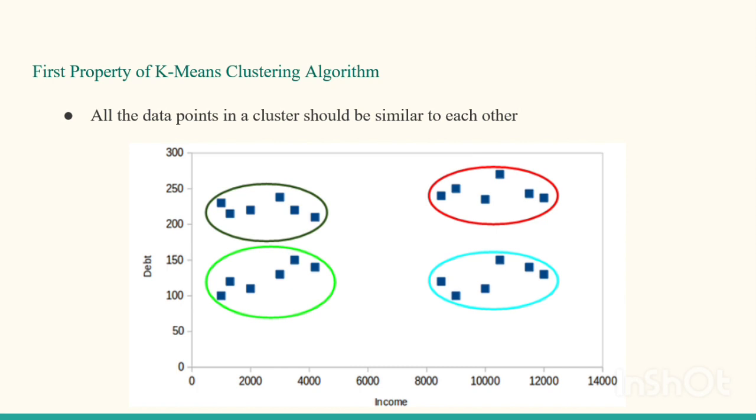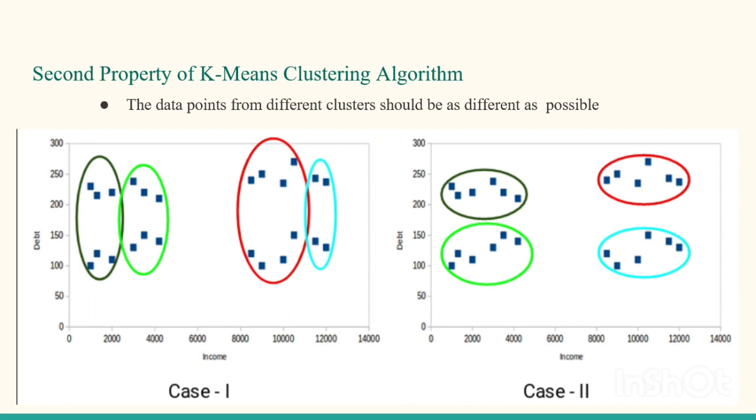So next we move on to the second property of the K-means clustering algorithm. The data points from different clusters should be as different as possible. That means customers in the red and the blue clusters are quite similar to each other. The top 4 points in the red cluster share similar properties to those of the blue cluster's top 2 customers. They have high incomes and high debt values.